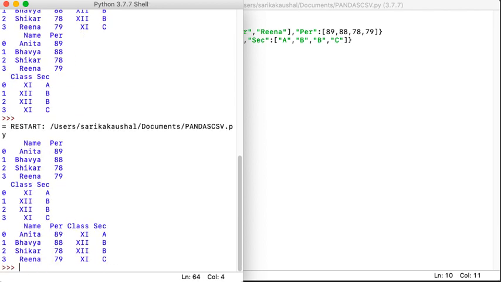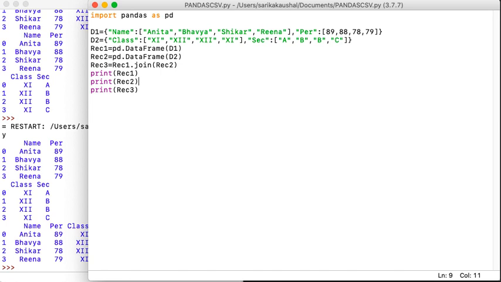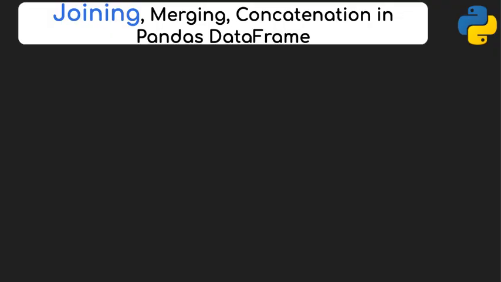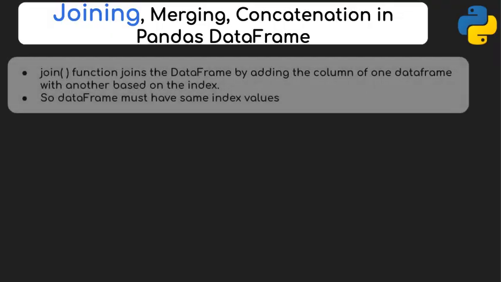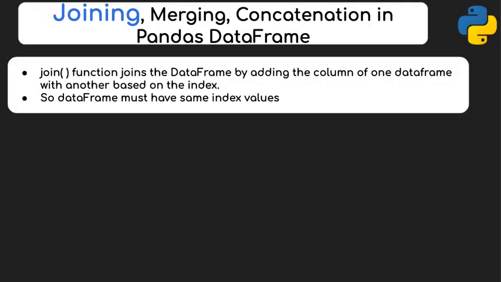So the first one is there, the second one is there, and the third is a new data frame that we have created once we have joined the two existing data frames. I hope this part is clear to all of you. Now let's go on to just a quick recap or a revision.